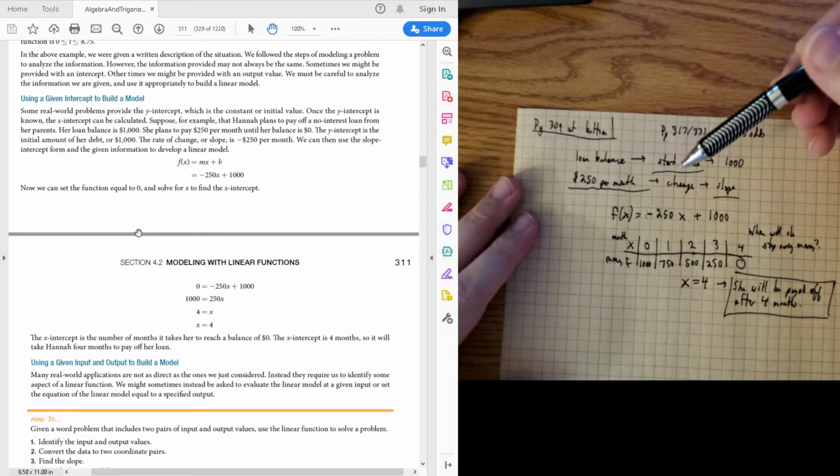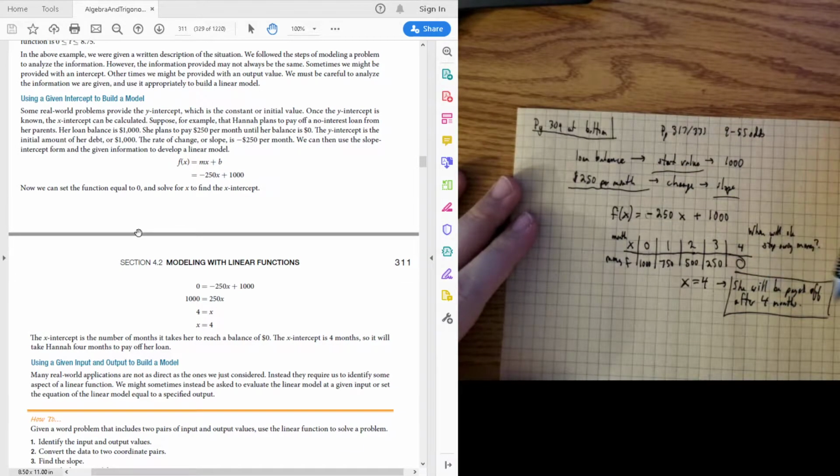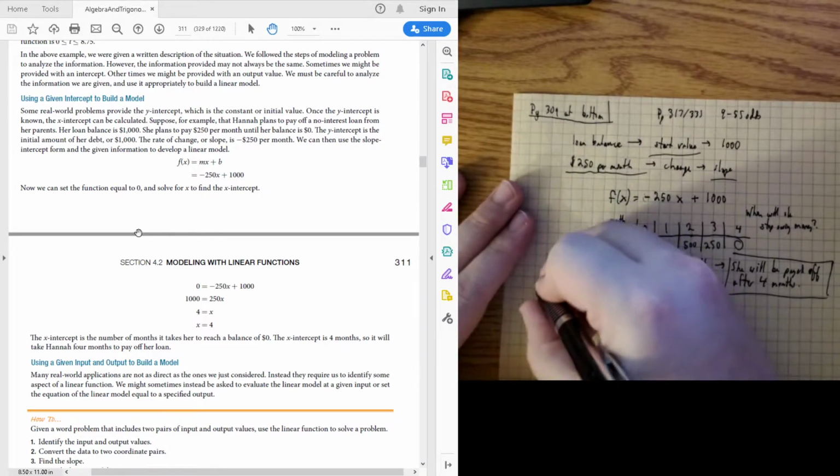Hey, she started with $1,000 that she owed. She paid $250 per month. After 4 months, she'll be paid off. Anybody who has zero math background can still understand what we just said. And that's important. Now, how do I get that same answer with an equation? Well, in this case, they used it by doing what's called an x-intercept.